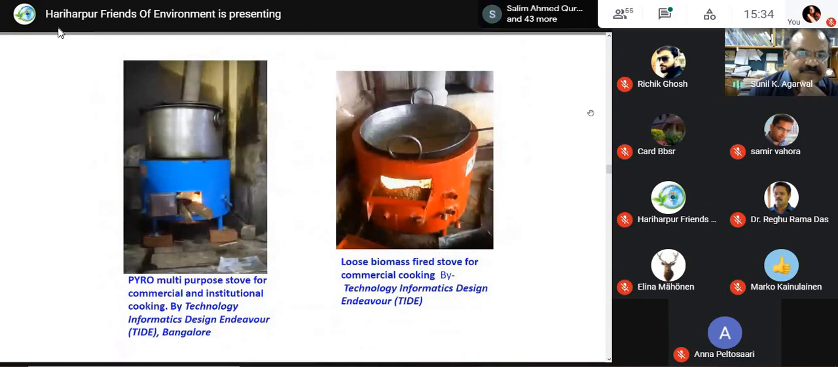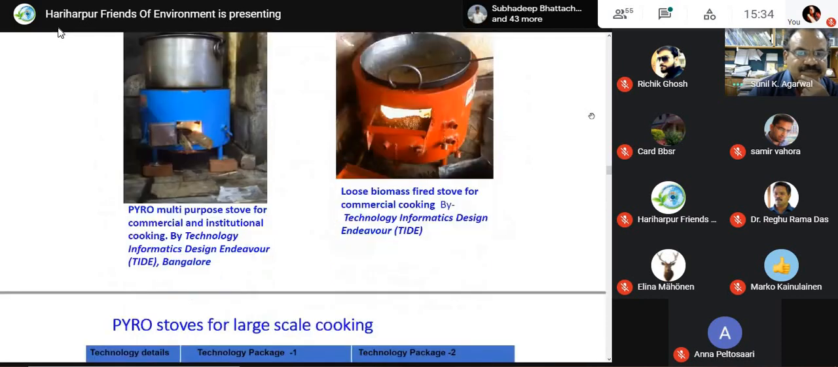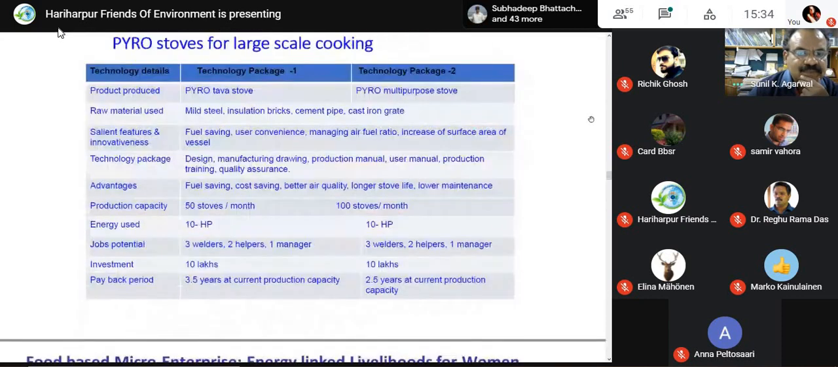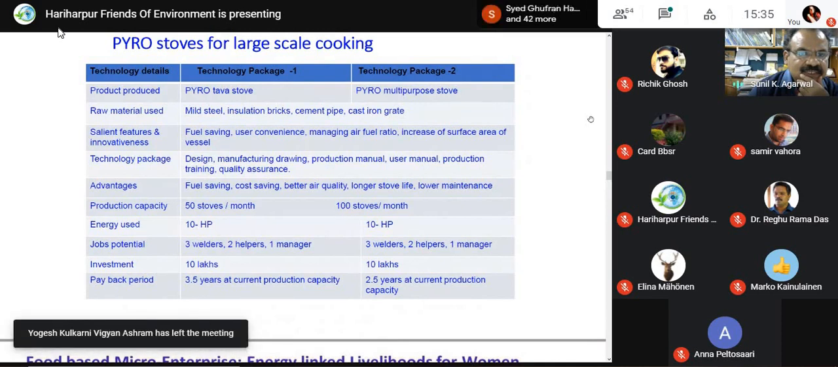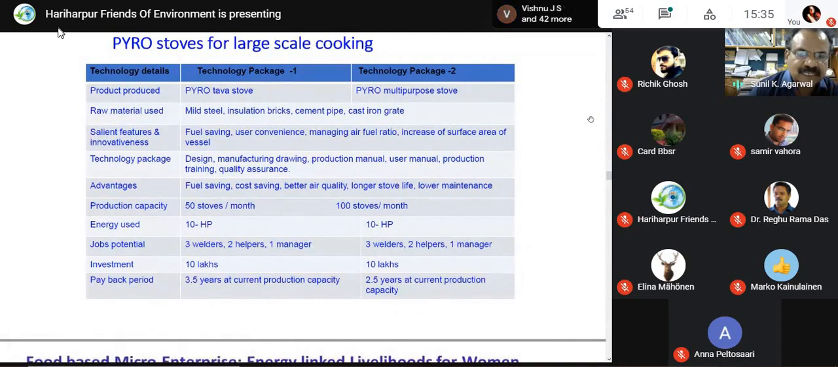So these are the products which have been designed and developed by Tide Bangalore. Next slide, please. And these are some of the details of the packages in terms of investment, payback period, and advantage in fuel saving, cost saving, and better air quality, and others, what raw material is being used. So these are some of the details which we have tried to capture for such technology products.